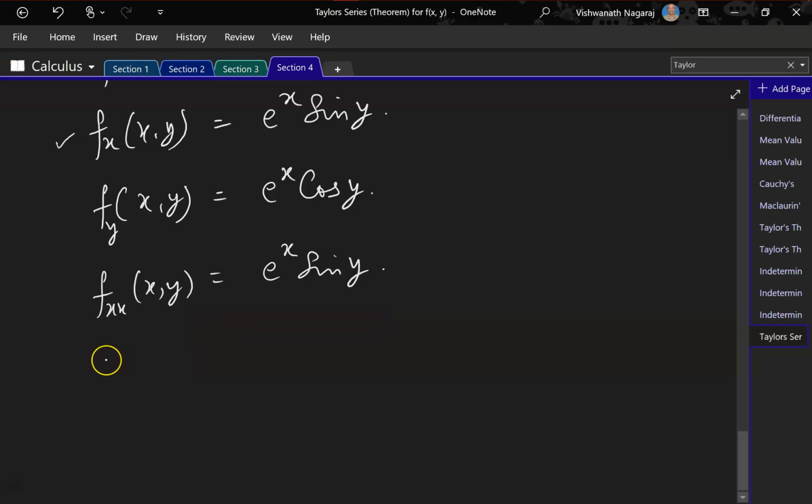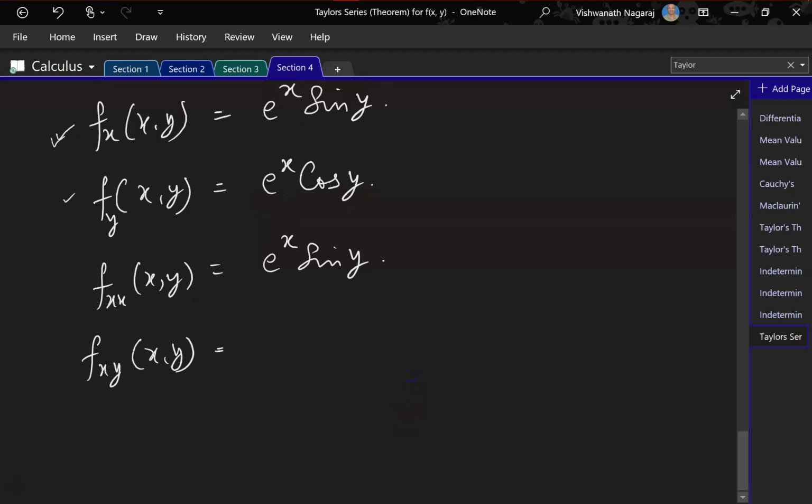Now we will differentiate partially with respect to x and y. So we can take x or y. So if we take this, we differentiate this with respect to y. If we take this, we differentiate this with respect to x. So you can take any one. So this comes to e to the power of x cos y.